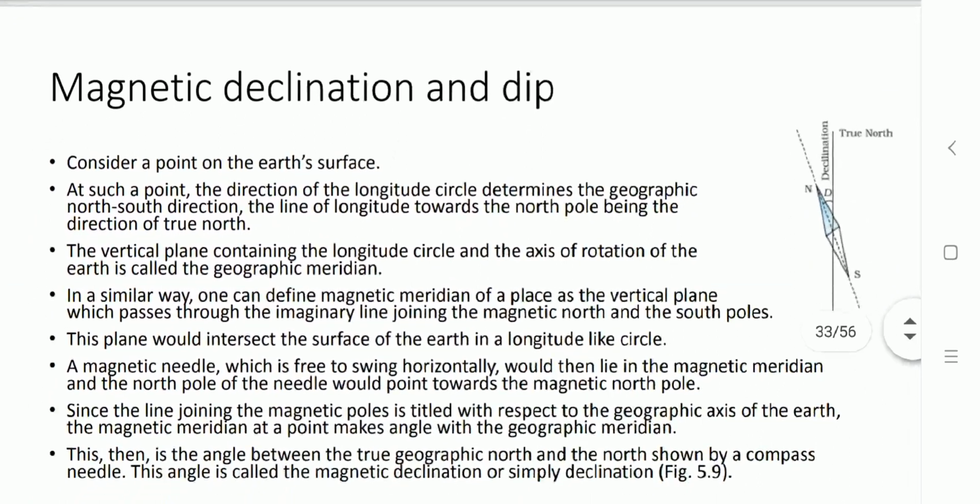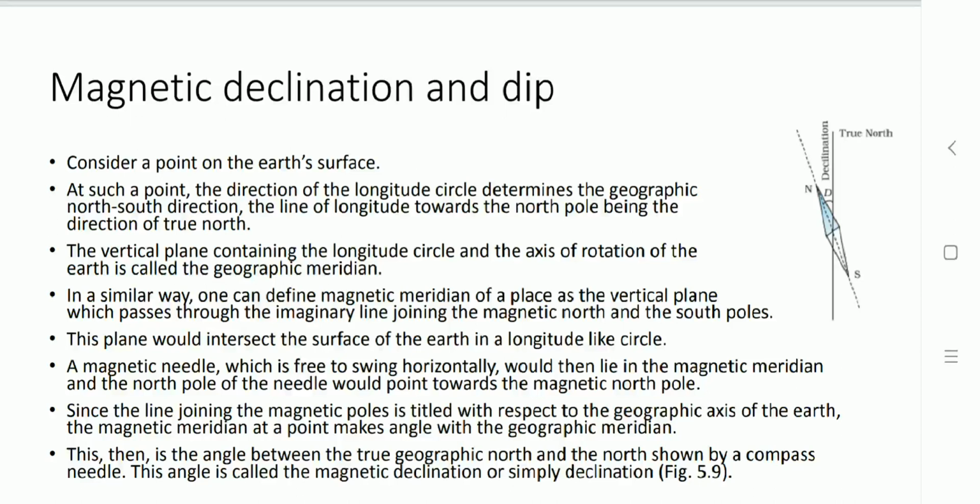Now let us go through another example. Another topic, magnetic declination and dip. Here we are taking a point on the earth's surface. Now at that particular point, the direction of the longitude circle determines the geographic north-south pole direction, right?